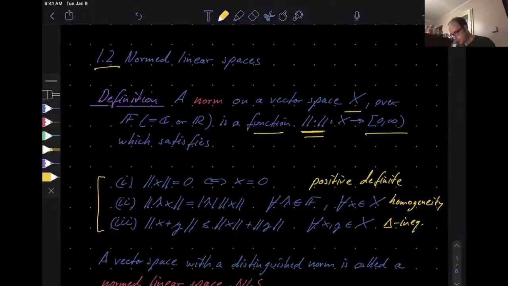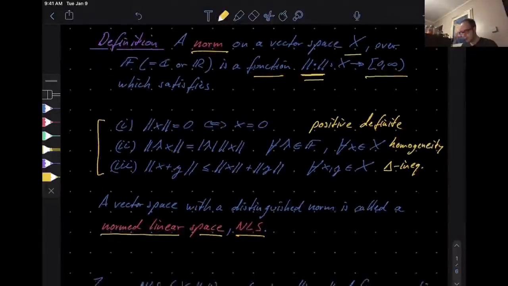Once you have a function that maps to non-negative real numbers with those 3 properties, then you call it a norm. Should you have, in an example, a vector space with a distinguished norm on it, then we will say this forms a so-called normed linear space, or abbreviation NLS, okay? As you will find out as the weeks pass, all the vector spaces that we will be discussing in functional analysis are actually special cases of normed linear spaces.